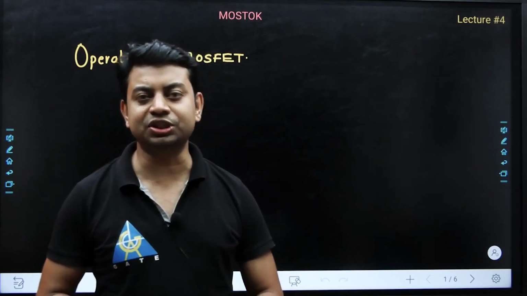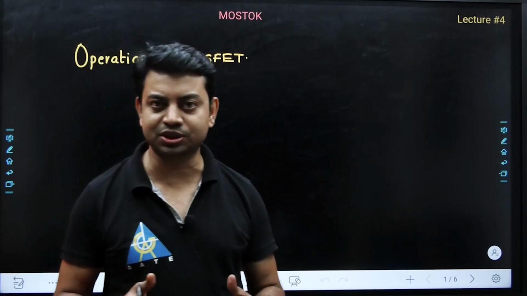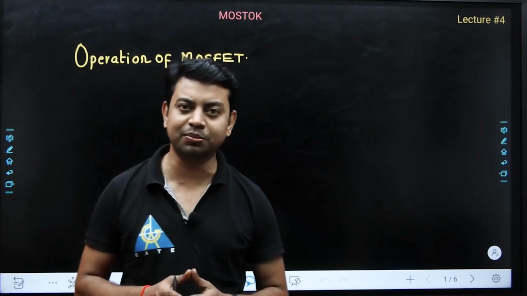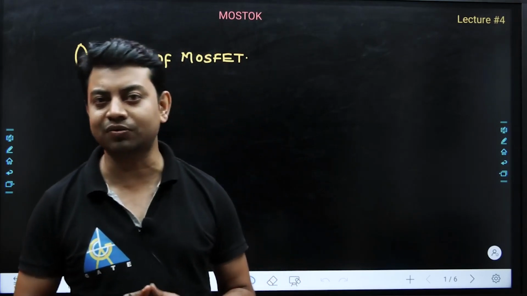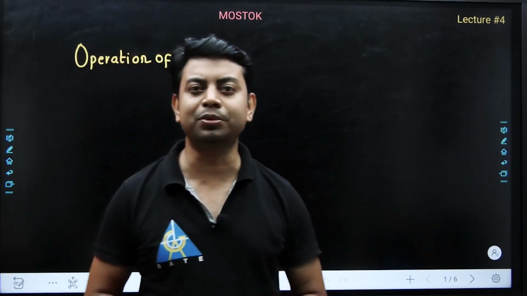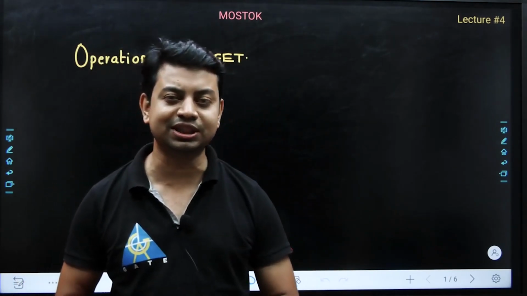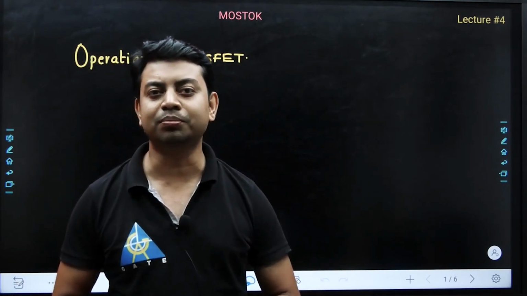In today's MOSFET session, lecture number 4, we are going to analyze the MOSFET in terms of its operation. In the previous session, we analyzed the MOSFET in terms of its structure. I gave you two types of structure, 2-dimension and 3-dimension, and in 3-dimension we did two numerical problems. Based on that, we came to know where the junction is actually present inside the MOSFET.